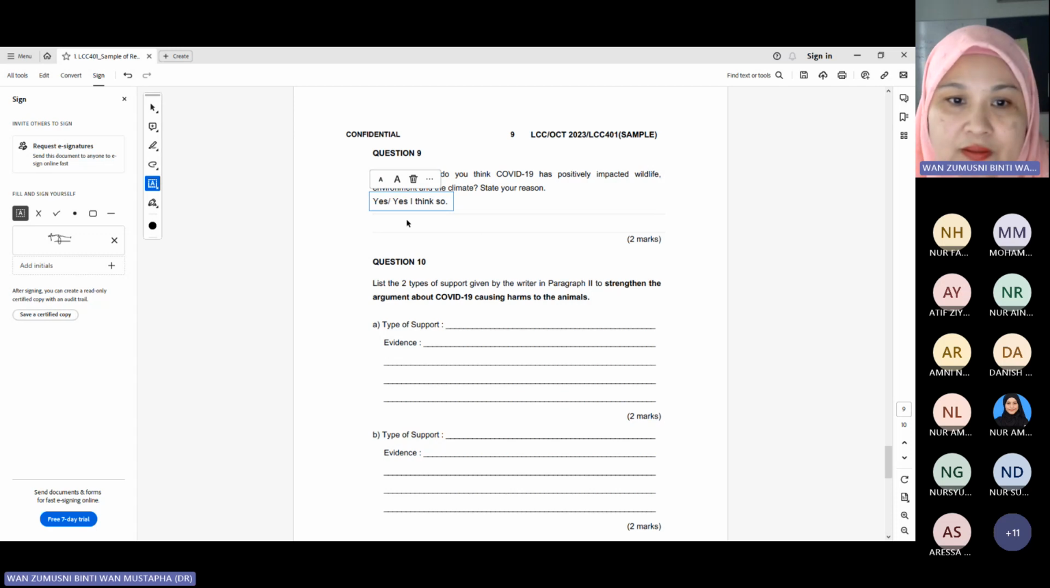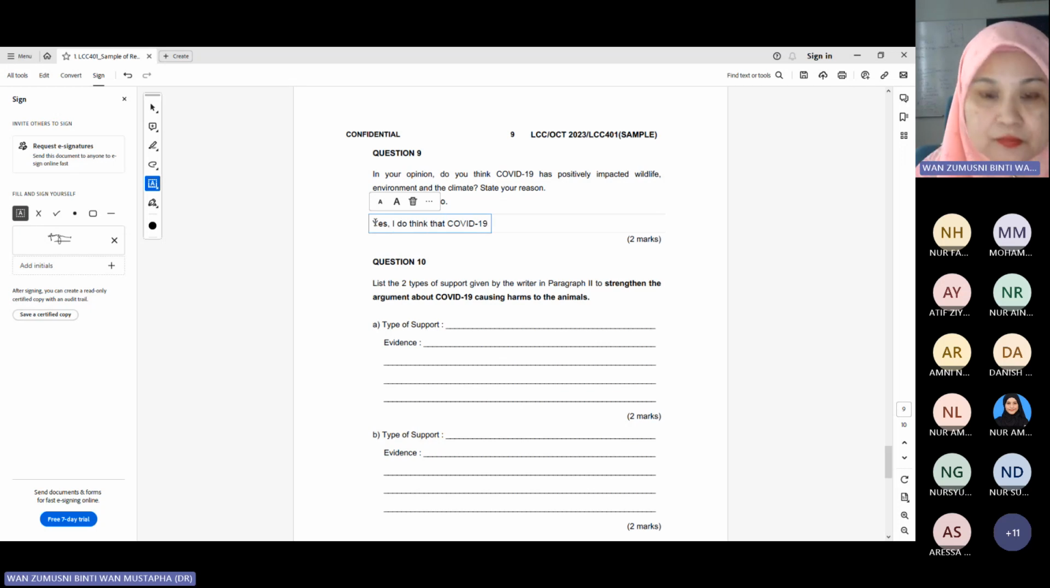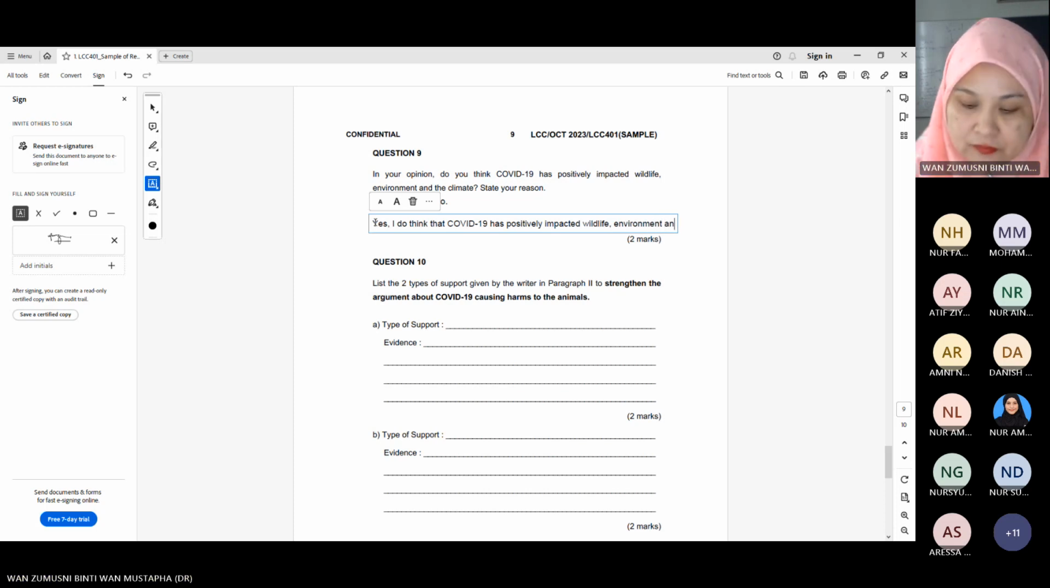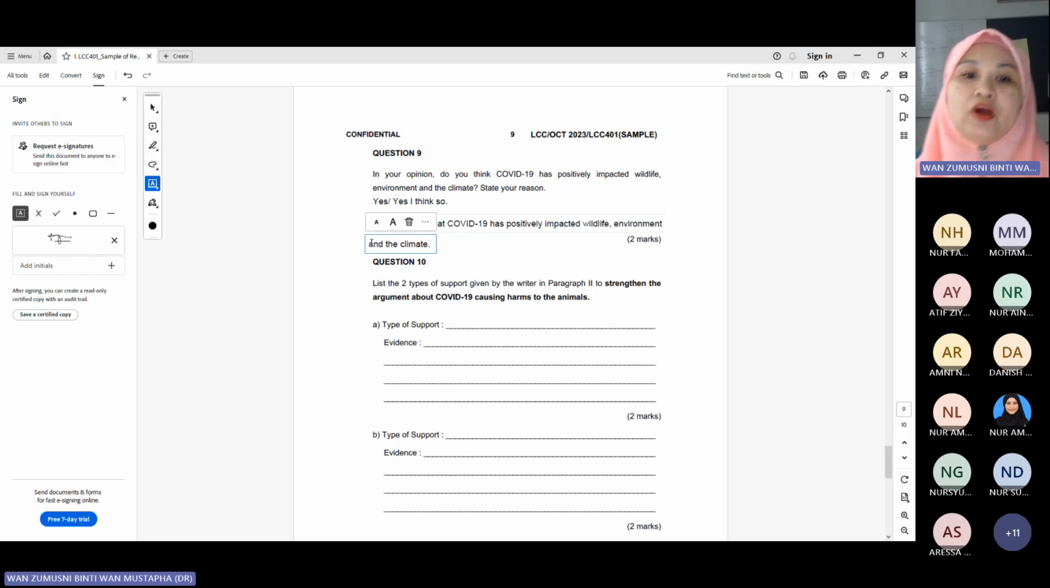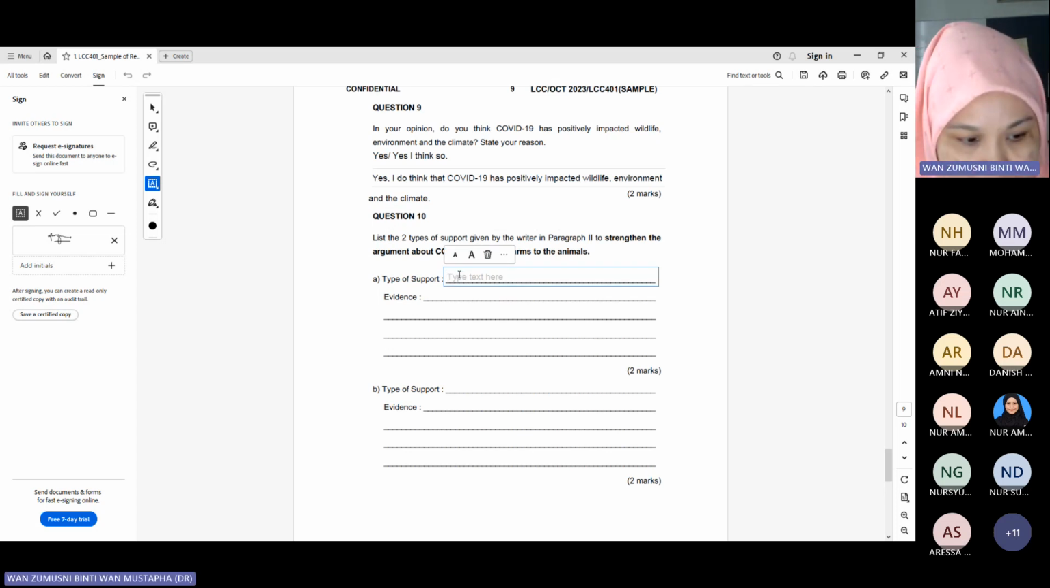If you want to get 2 marks, this is how you should answer. Yes, I do think that COVID-19 has positively impacted, yeah, this is present participle, wildlife, environment, and climate, full stop. See, this can get you 2 marks. This is only half a mark. Okay, question 10.